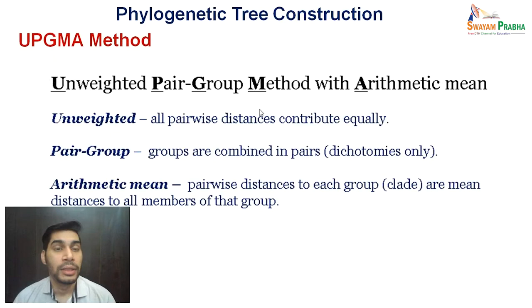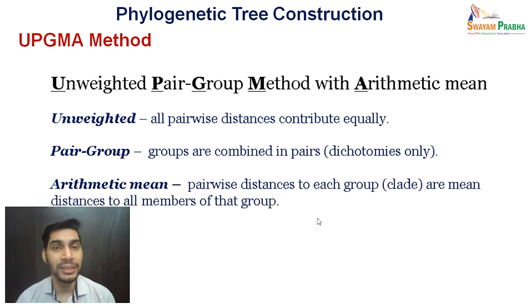The UPGMA, as I just mentioned, is the unweighted pair group method with arithmetic mean. Unweighted because all pairwise distances contribute equally. It means the A and B taxa, for example, which are originating from a common ancestor or node, are equidistant. So the pairwise distances are equal. Pair group means groups are combined in pairs or dichotomous. Arithmetic mean because pairwise distances to each group are mean distances to all members of that group. So based on these, it has been named as unweighted pair group method with arithmetic mean.